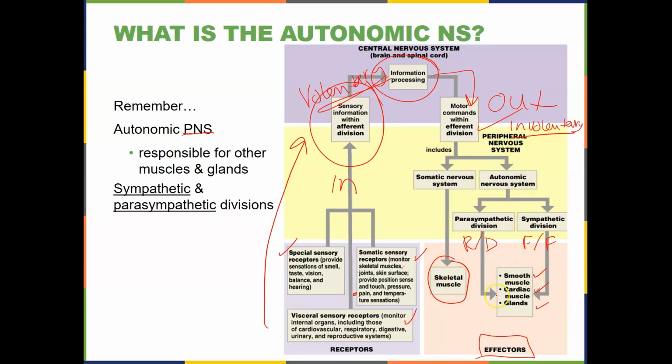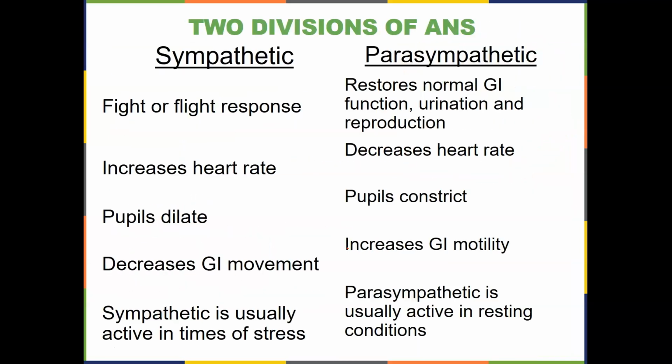In the autonomic, smooth muscle, cardiac muscle, and glands. The receptors are all over here, info in, right? So let's talk about the two subdivisions of the autonomic nervous system.